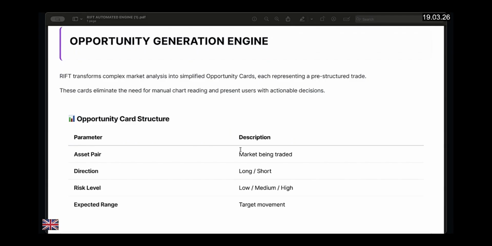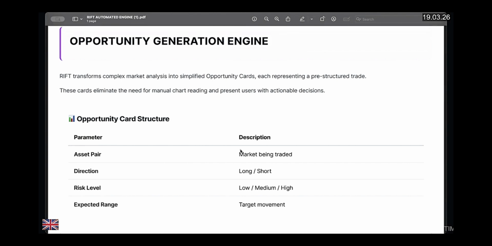So let's say the market is expected to move more, and Bitcoin is moving slowly. So risk will be medium and the position will be long. So that's how the opportunity generation engine will generate data for you.